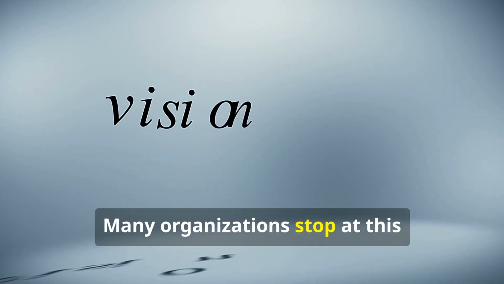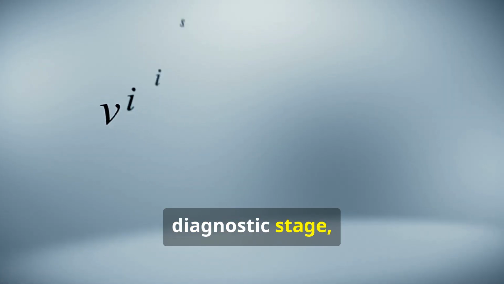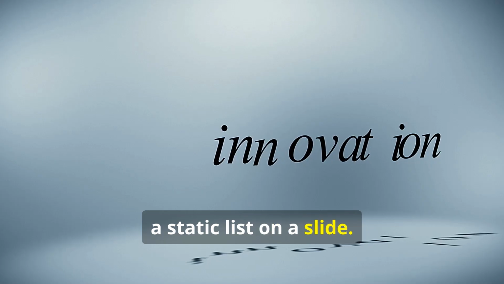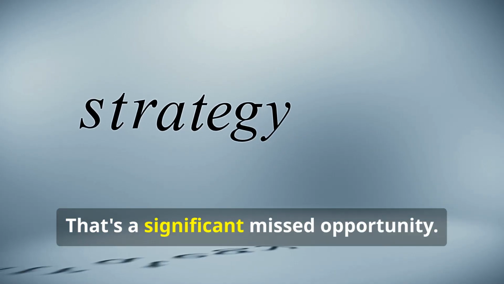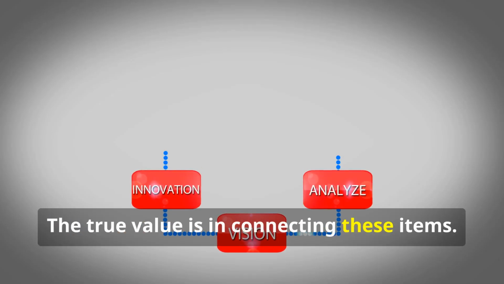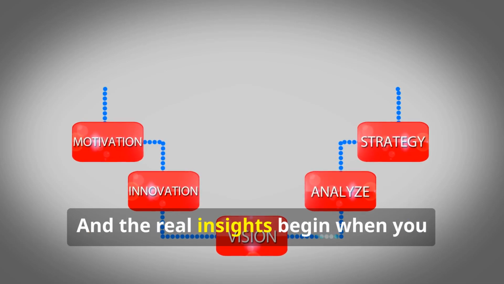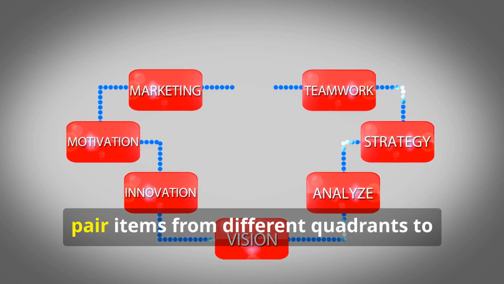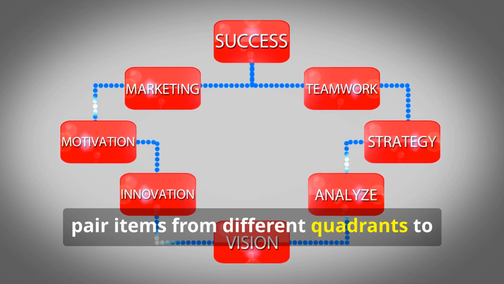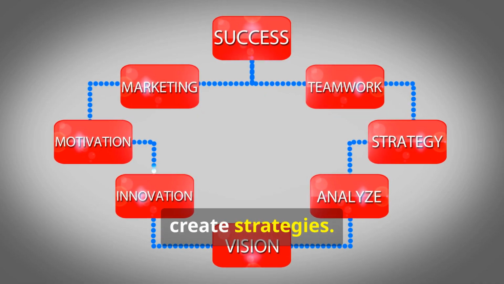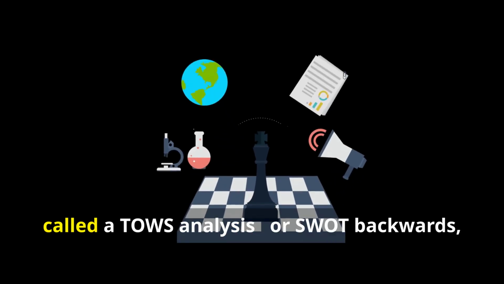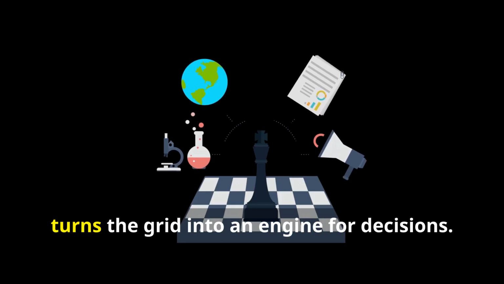Many organizations stop at this diagnostic stage, a static list on a slide. That's a significant missed opportunity. The true value is in connecting these items, and the real insights begin when you pair items from different quadrants to create strategies. This method, called a TOWS analysis, or SWOT backwards, turns the grid into an engine for decisions.